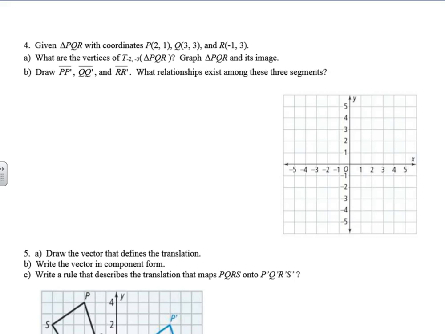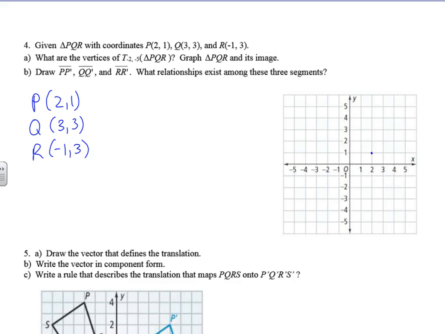All right, so let's get into some of these examples. Given triangle PQR with coordinates P, Q, and R, what are the vertices of this translation? We want to graph that, and then we're going to draw some other things. First thing I want to do, and what I would encourage you to do, is always list these points in vertical descending order. I think it's a lot easier to work with that way.